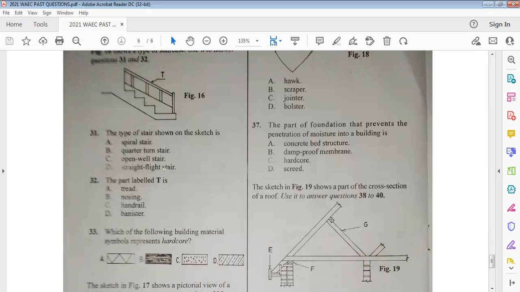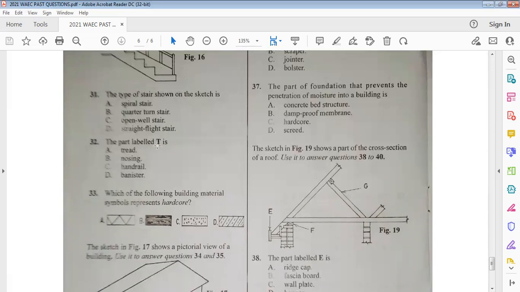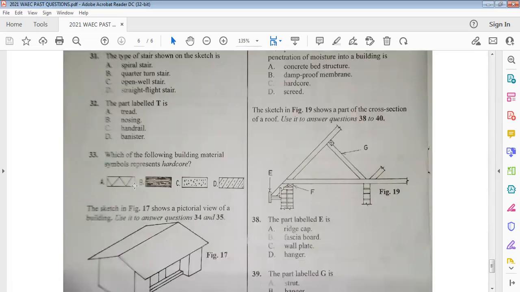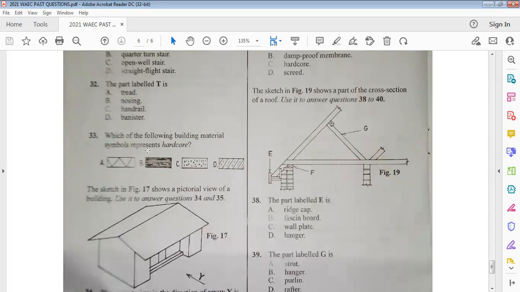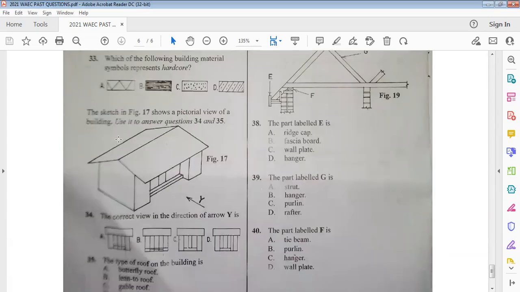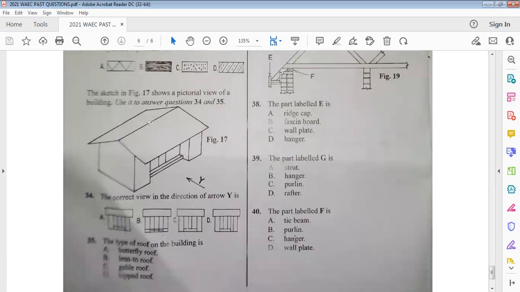Take note of that. Question 32, the part labeled T is known as handrail. That is option C. Question 33. Which of the following building material symbols represent hardcore? The answer is option A, the hardcore. Then questions 34 and 35, we have to use figure 17 to answer question 34 and 35.